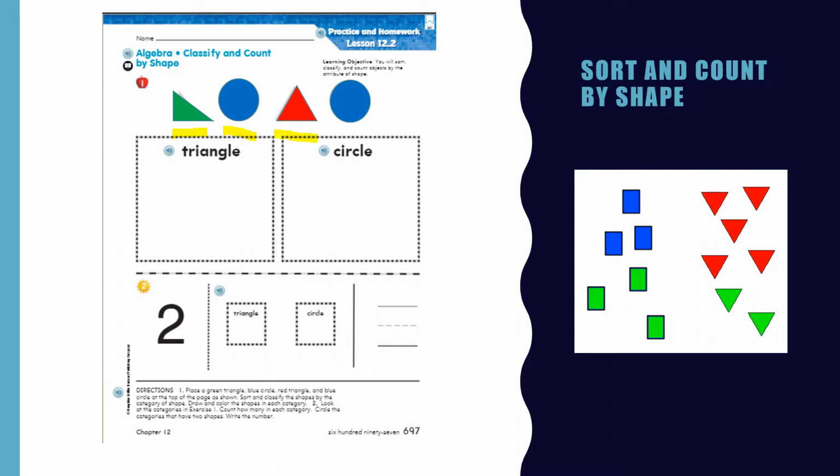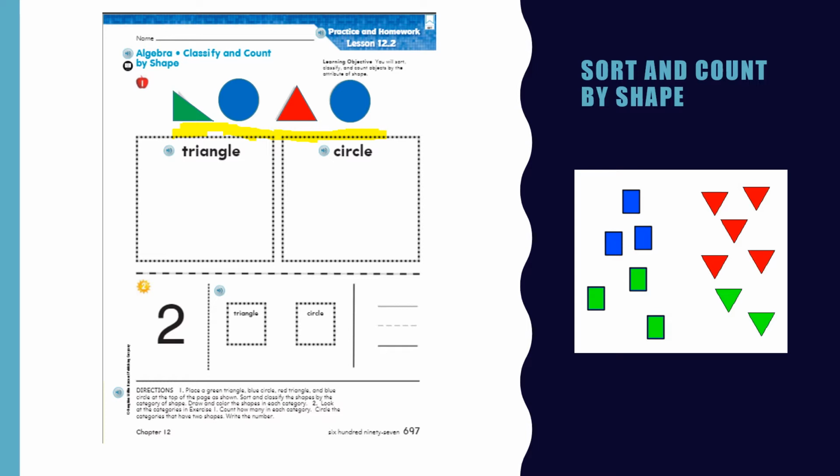A red triangle and place it there on top of the gray triangle. And a blue circle and place it right there on top of the gray circle. All right, so make sure that you have all four of your shapes right there. Your paper should look just like mine. So you have a green triangle, a blue circle, a red triangle, and a blue circle. All right, once you have all four of your shapes there, I want you to sort them by shape.